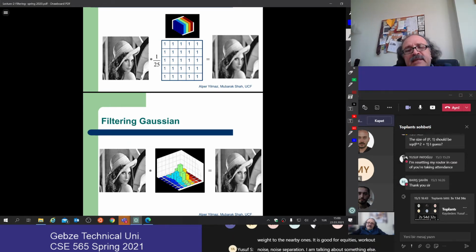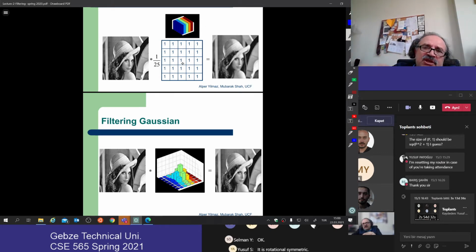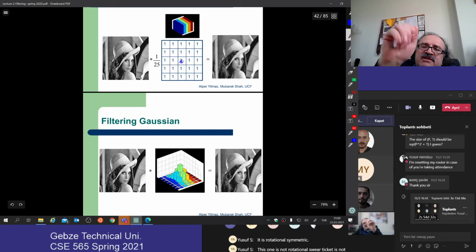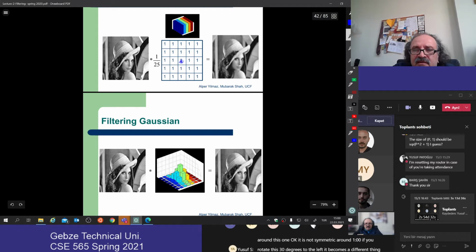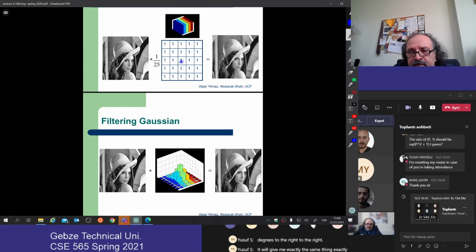It is rotationally symmetric. This one is not rotationally symmetric. It is not symmetric around the center. If you rotate this 30 degrees to the left, it becomes a different thing, right? This one is not like that. If I rotate this 30 degrees to the left or to the right, it will give me exactly the same result. This one doesn't work that way.